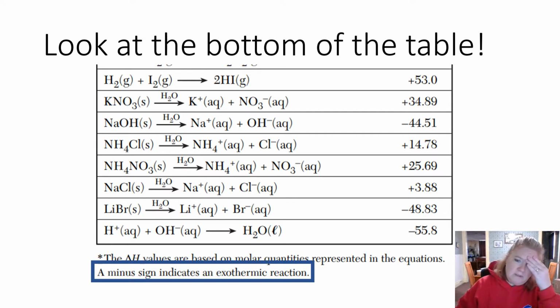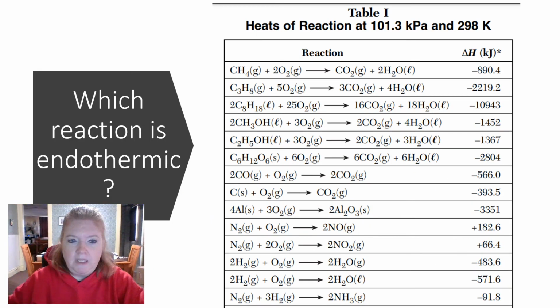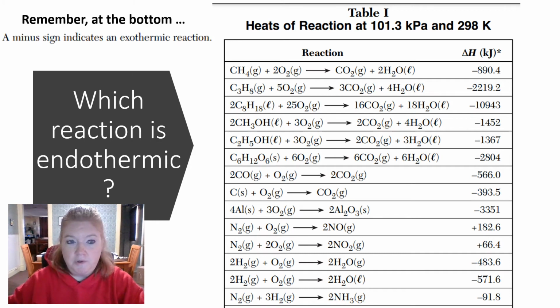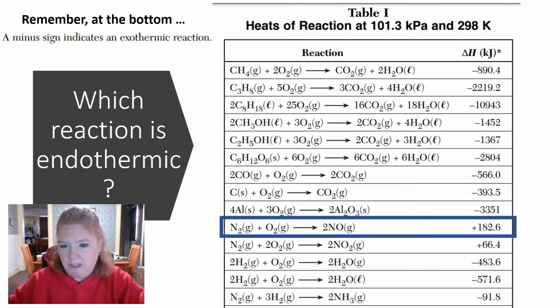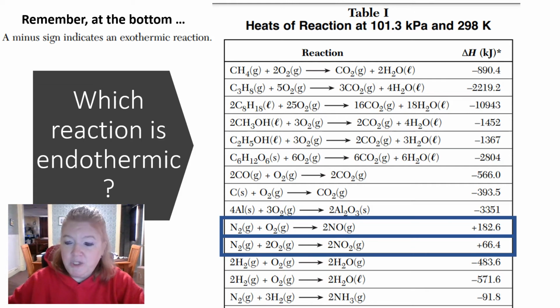So if you're like, oh no, what does a negative sign mean? Oh, it's exothermic. But then you have to know the opposite of exothermic is endothermic. So anything that has a positive sign would be endothermic. Which reaction here would be endothermic? Remember, a minus sign indicates exothermic, so positive would be endothermic. So we have this one and this one below that are endothermic.